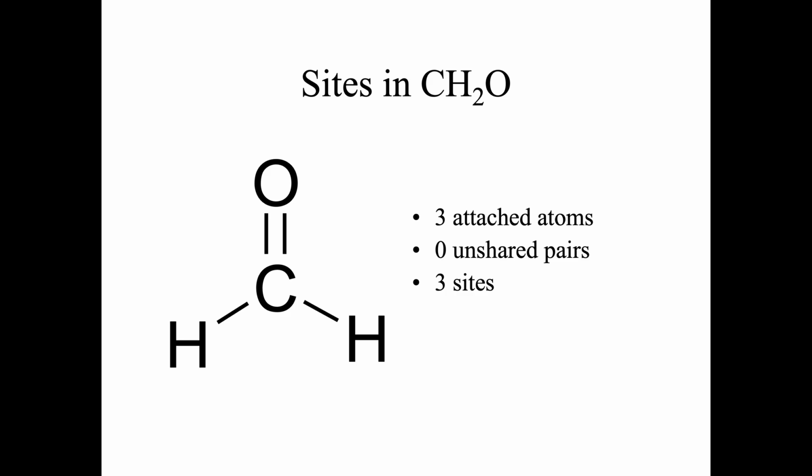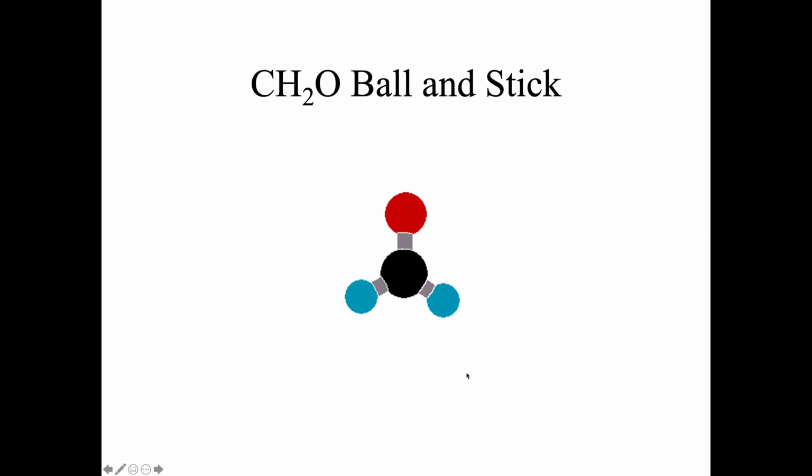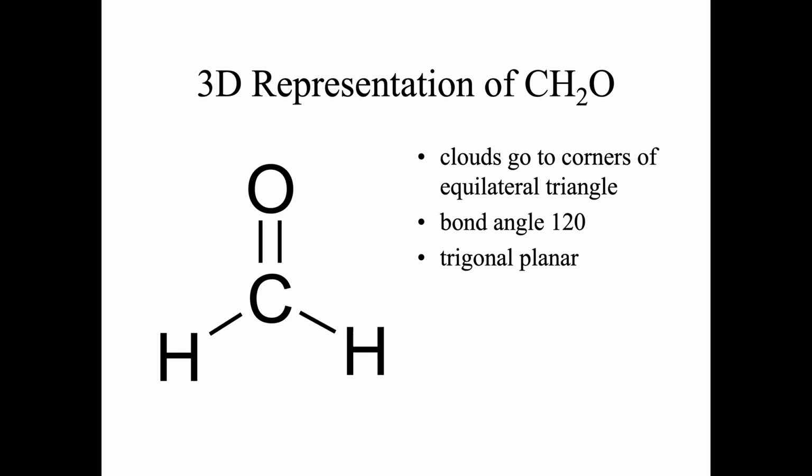So this is where you can take 3 pencils, and try to get them all as far apart as possible. Just hold them in your hand. And when you do that, you're going to find that the clouds, the pencils, are going to be trigonal planar. So this is like triangular. Now there's trigonal pyramidal, but this is trigonal planar. Planar means flat. So basically it's going to go to the corners of an equilateral triangle. That would be your ball and stick. And the bond angle here is 120.